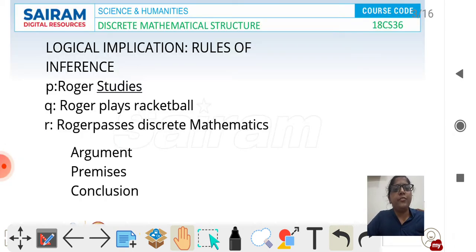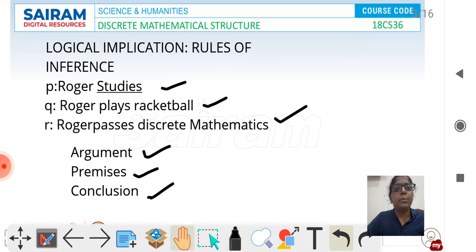If you have statements like p, q and r, what is a statement? P: Roger studies. Q: Roger plays racquetball. R: Roger passes discrete mathematics. These are all statements we have. So what is an argument? An argument must have premises and it should have a conclusion.